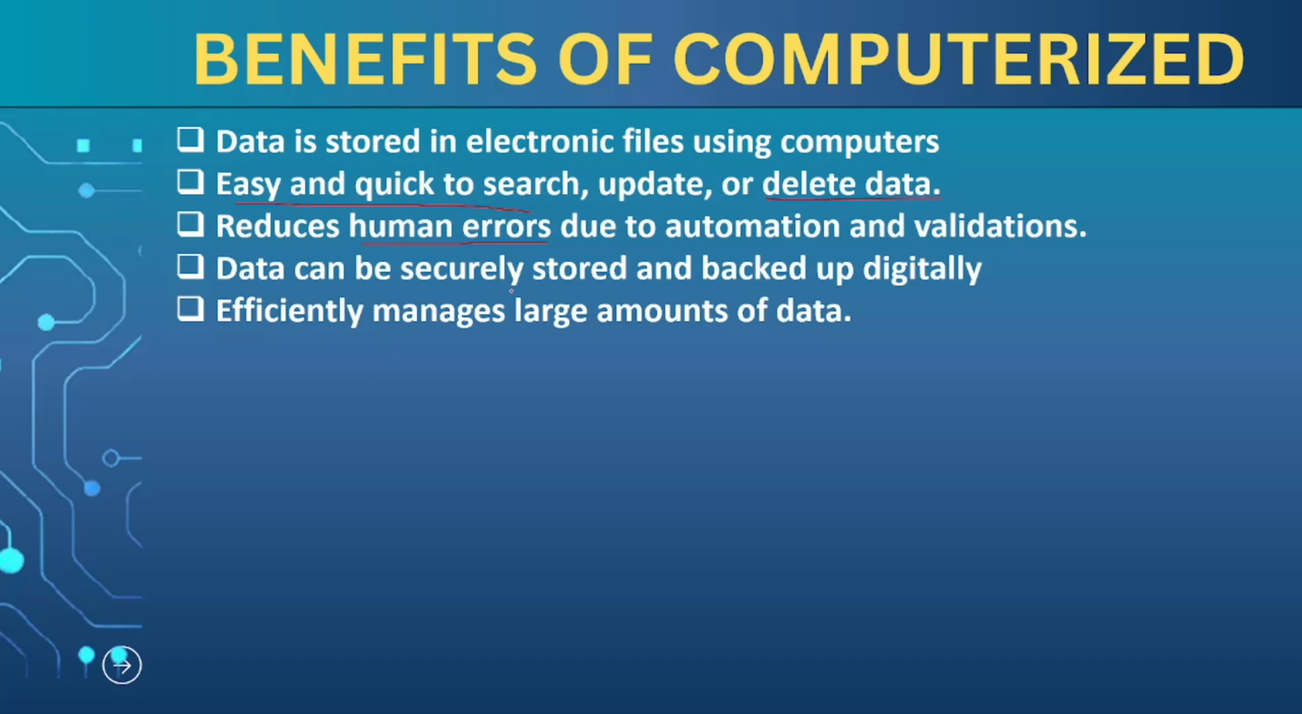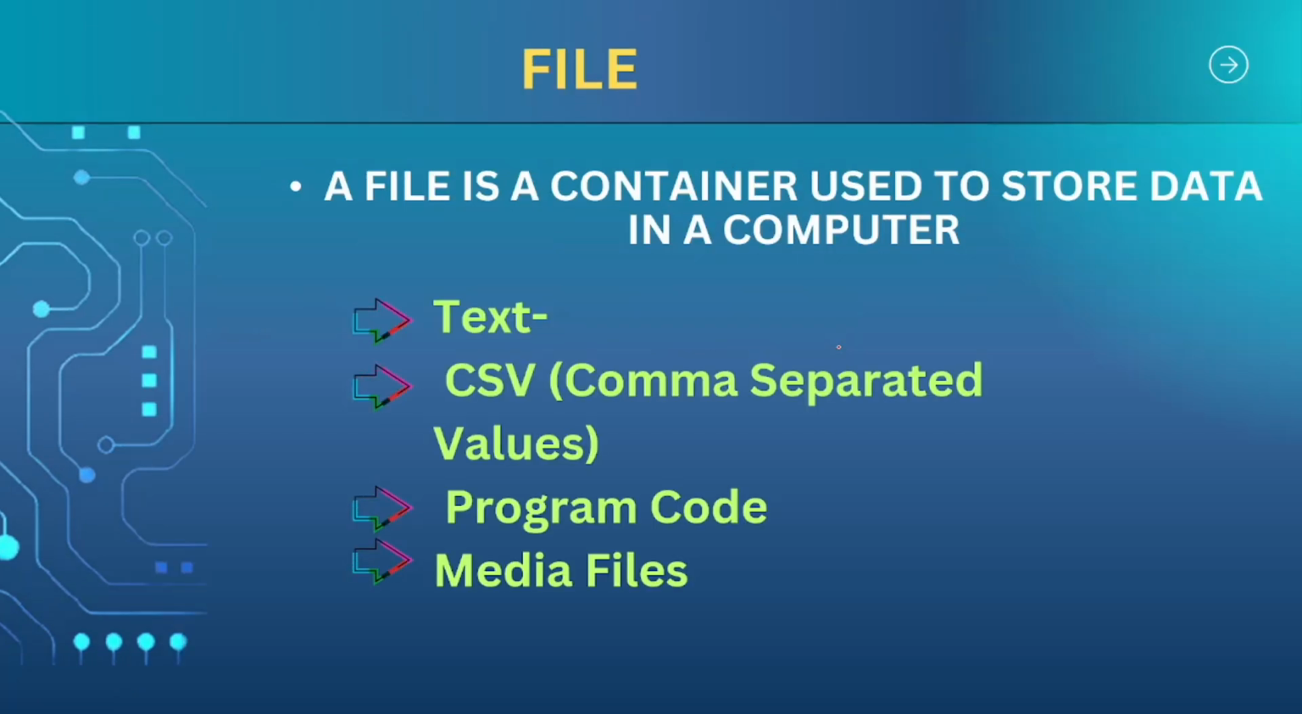And data can be securely stored and backed up digitally. If you want to do the backup, you can store it in multiple drives, or you can take it on a secondary device like a pen drive or CD. You can copy the data and efficiently manage a large amount of data. So that is the benefit of computerized. So next question is, what is the meaning of file?